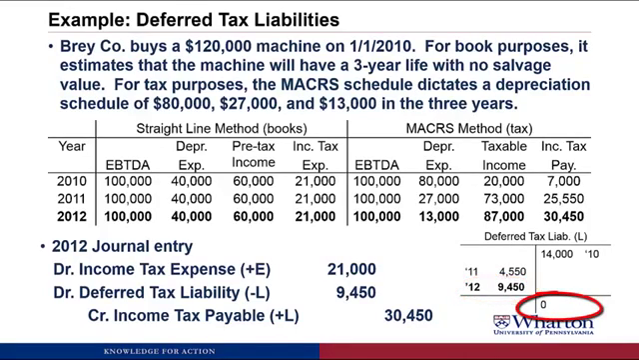So by the end of the life of the machine, the temporary difference has fully reversed. We've paid back all the tax savings that we got in the first year, and now there's no more deferred tax liability.